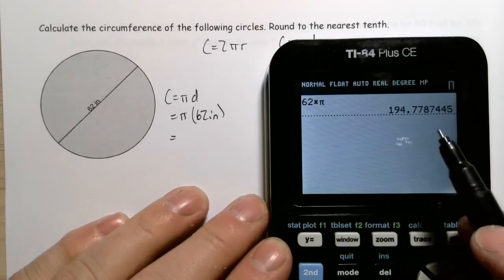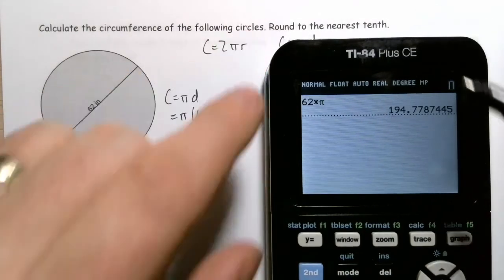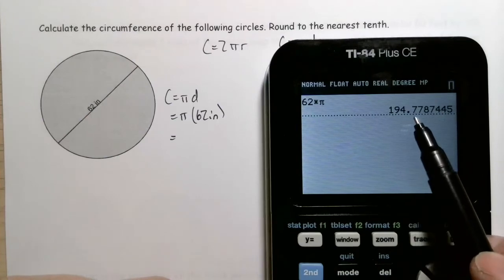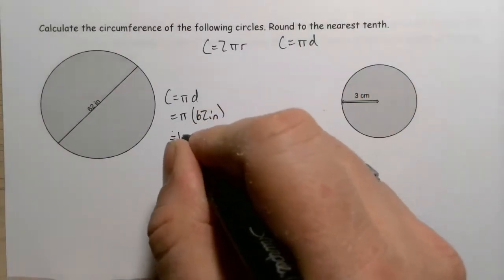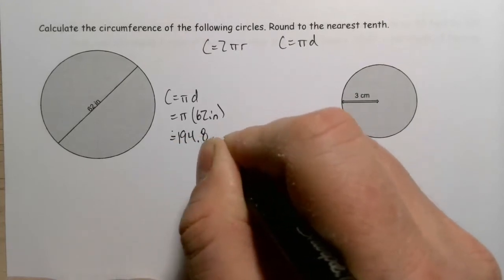And when I press enter here, and I'm going to round that, like the question says, to the nearest tenth, 194.8. So it's approximately 194.8 inches.